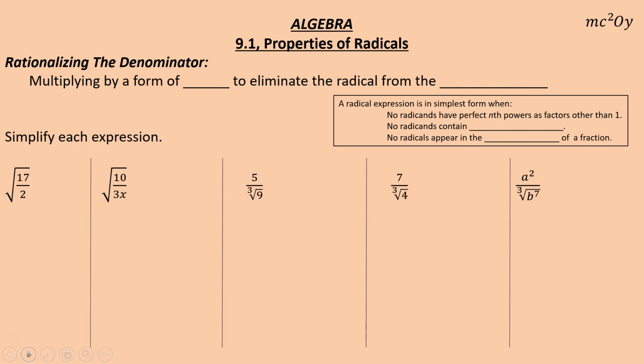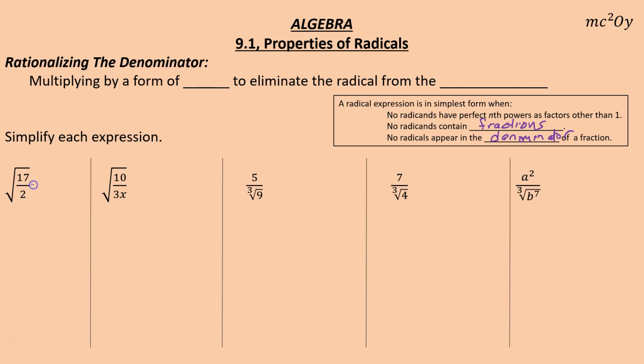All right. Day 3, rationalizing the denominator. Rationalizing the denominator just means you're getting the radical out of the denominator. So remember our rules. No radicands with perfect powers, factors other than 1. No radicands that contain fractions. And then no radicals appear in the denominator of the fraction. So what we need to do, and I'm going to show you how to do this, and I'll fill these blanks in as we go.